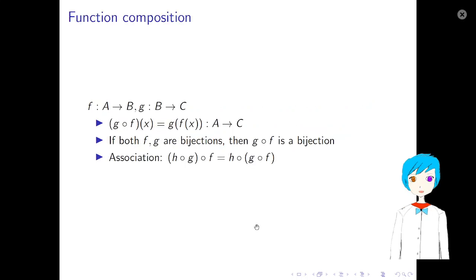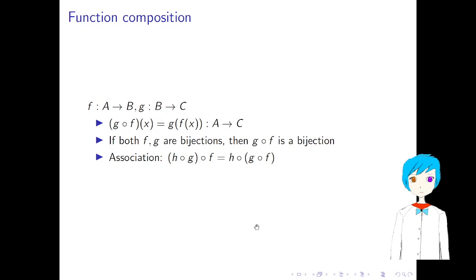Next, we learned what a function composition is. Suppose we have two functions, f from A to B and g from B to C. The composition g circle f is defined as (g circle f)(x) equals g(f(x)). It is a function from A to C. Specifically, if both f and g are bijections, then the composition g circle f is a bijection.